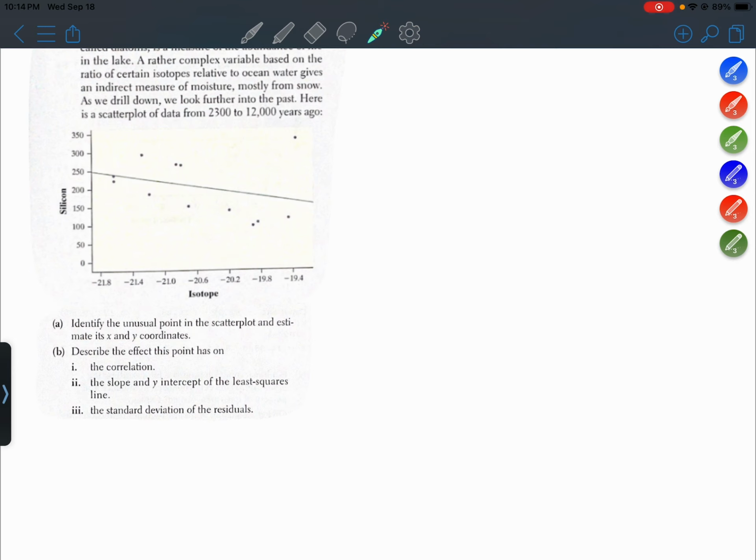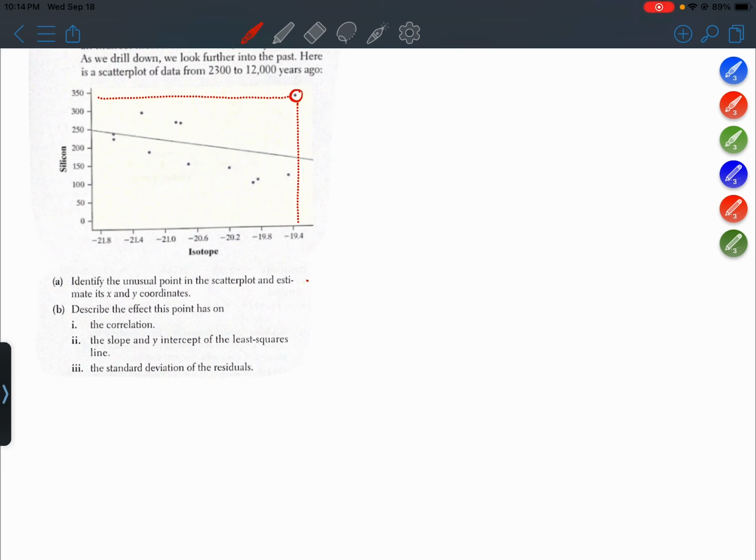Most of the points fall pretty close to the least squares regression line, except for this one here. I would estimate that point has an isotope value of about negative 19.3 maybe, and it has a silicon value of about 350. So negative 19, let's just say 19.4 and 350. Those are the values on the axes that it's closest to.